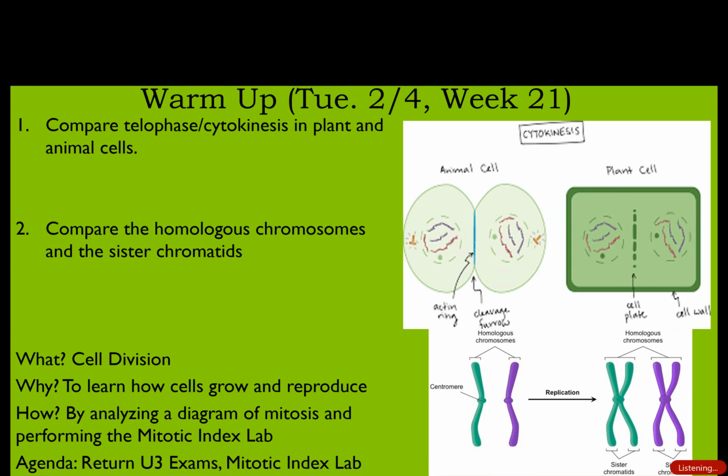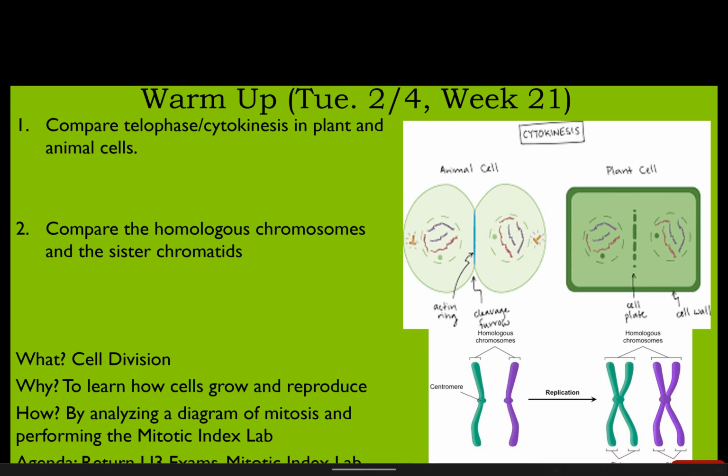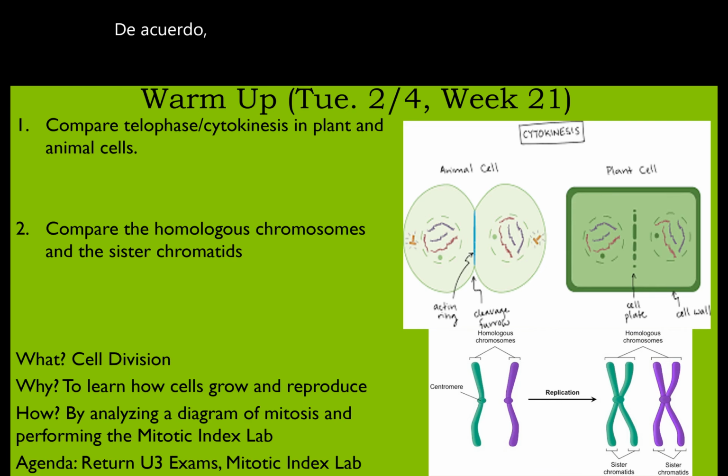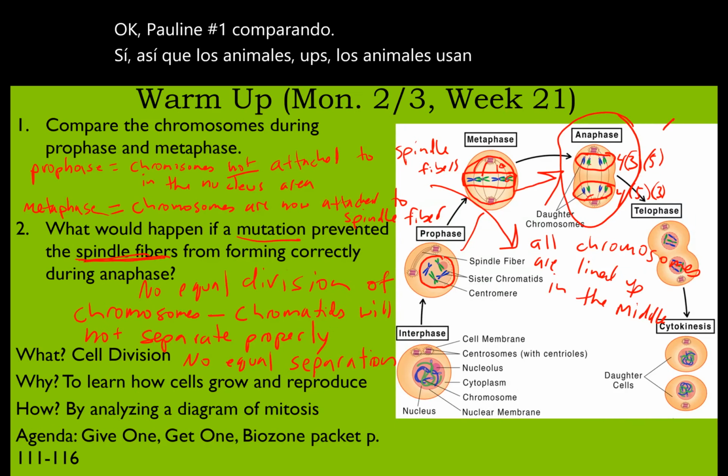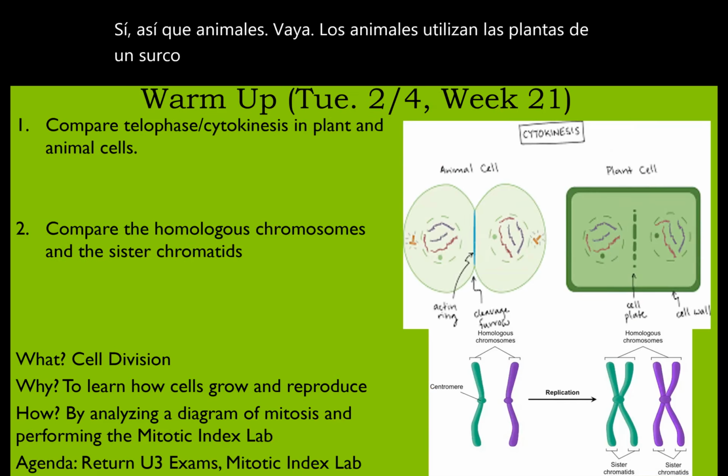Pauline, what'd you put for number one? Comparing cytokinesis, telophase. Animal cells create a cleavage furrow while plant cells form a cell plate. Ooh, yeah, so animals use a cleavage furrow, plants use a cell plate.